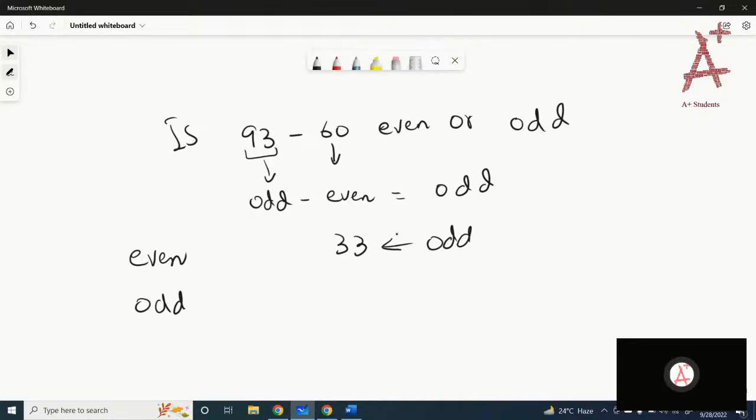Got it? So what I did, I applied the arithmetic rule over here. I know when I'm subtracting an even number out of the odd one, the answer must be odd. So that's why you don't actually have to subtract them. I did because we just need to check if the answer is even or odd. So select the correct option and move on to the next question.